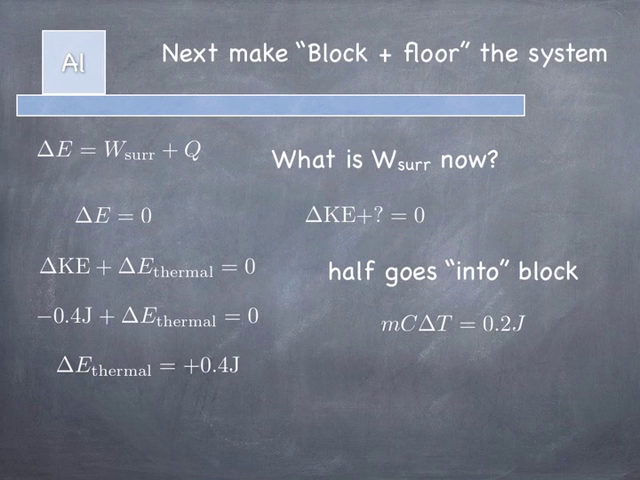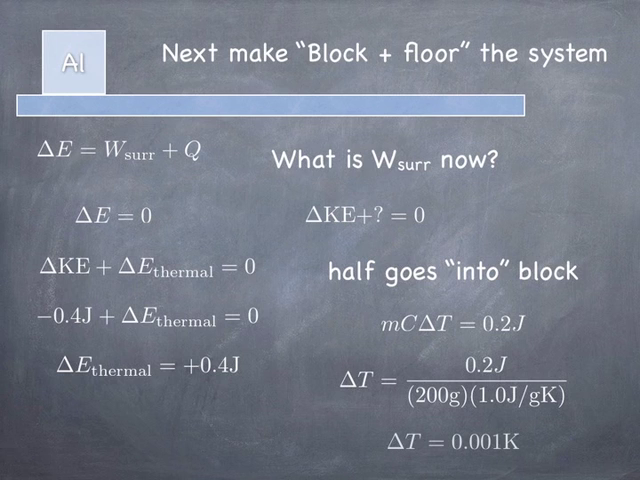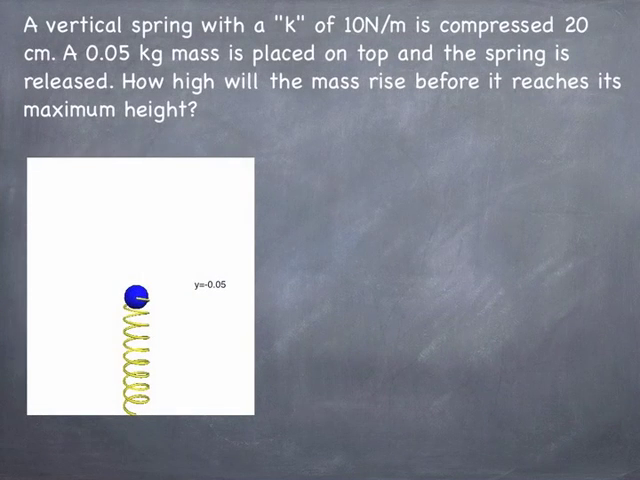I can use that relationship, that the thermal energy produces a change in temperature of the block, to solve for the change in temperature, and it works out to be about 1,000th of a degree Kelvin. So that's kind of how you think about problems like this. Let's look at another one.